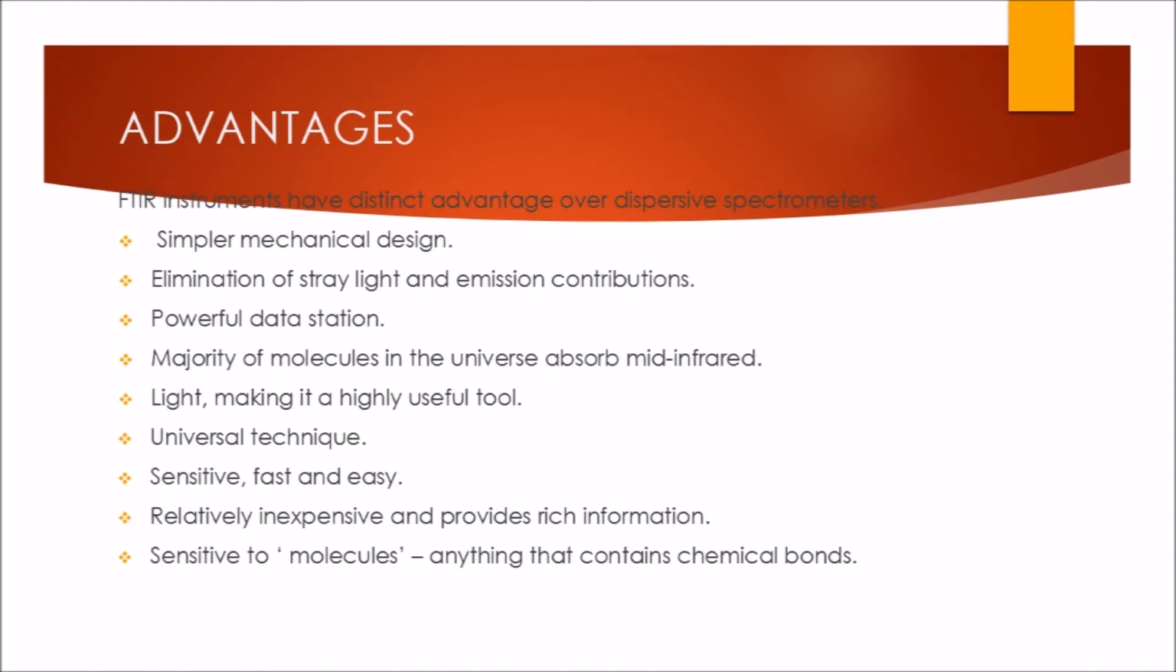FTIR instruments have distinct advantages over dispersive spectrometers. For example, the advantages of FTIR are simpler mechanical design, elimination of stray light and emission contributions, and a powerful data station. The majority of molecules in the universe absorb mid-infrared light, making it a highly useful tool. It is a universal technique, sensitive, fast and easy, relatively inexpensive, and provides rich information. Lastly, it is sensitive to molecules, anything that contains chemical bonds.